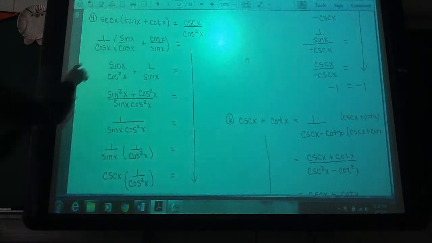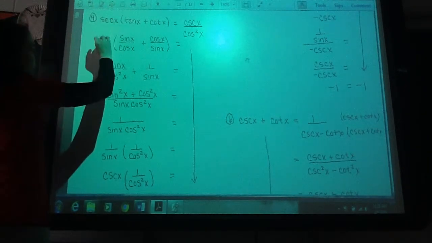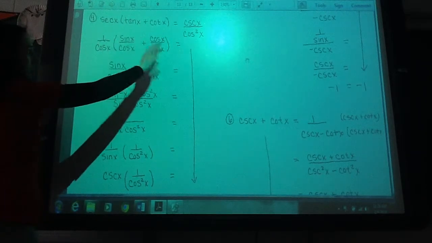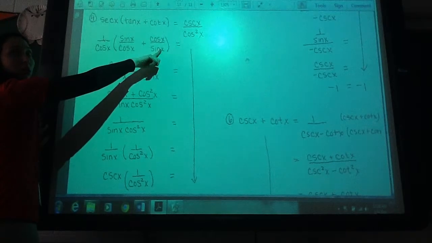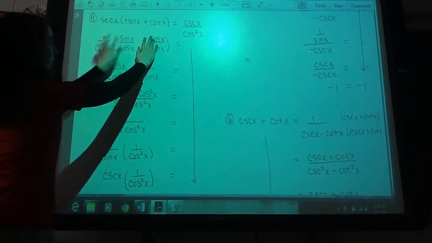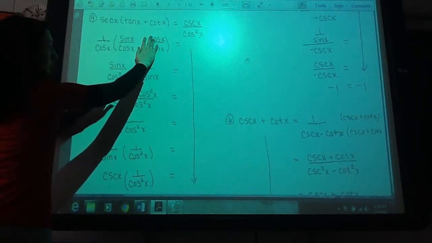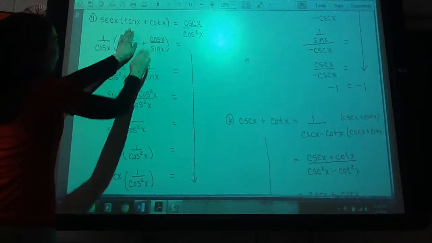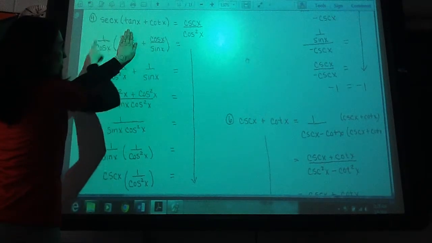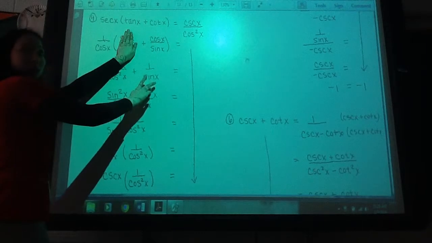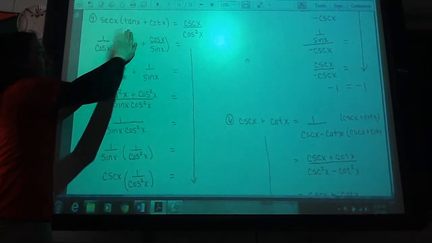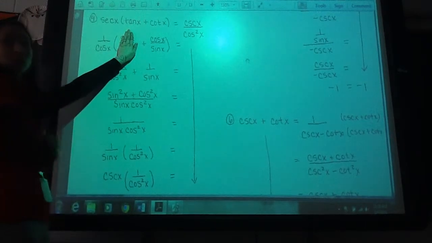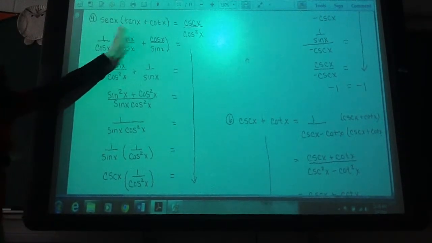Alright, so I changed everything from whatever it is now to sines and cosines, and then I distributed 1 over cosine. So 1 times sine is sine, cosine times cosine is cosine squared, and then 1 times cosine is cosine, cosine times sine would be cosine sine, but then you have a cosine on top and a cosine on bottom. So these two will cancel, and you're left with just a 1 over sine. Alright?